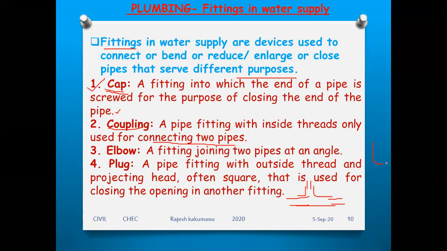Next, elbow. This elbow, right? Elbow. An elbow is a fitting joining two pipes at an angle. Here one pipe comes, pipe 1 and pipe 2. So an elbow is a place where the pipe has to get bent. It depends upon the application.